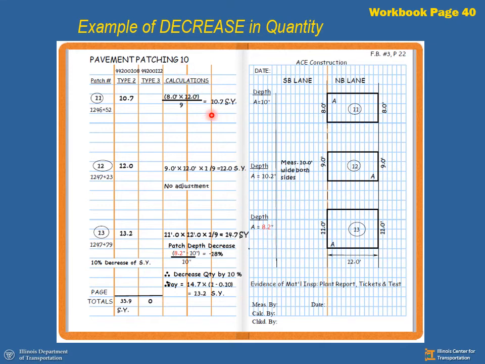That is different than 10, so I better make a check. Here I have my actual 8.2 minus my plan of 10 inches divided by my plan of 10 inches. It tells me it's a minus 18% change, so a decrease of 18%. I look at my chart. For a decrease of 18%, I have a change in quantity of 10%, and this is a decrease because I was thinner. So I can take 1 minus the decimal of my percent change. So 1 minus 0.1 is 0.9 times my calculated area, 14.7, gives me 13.2 square yards.